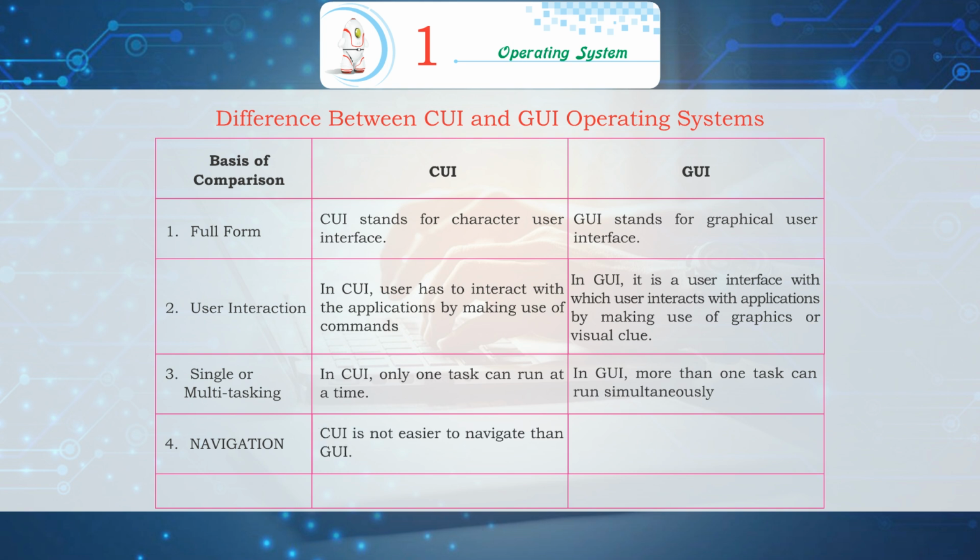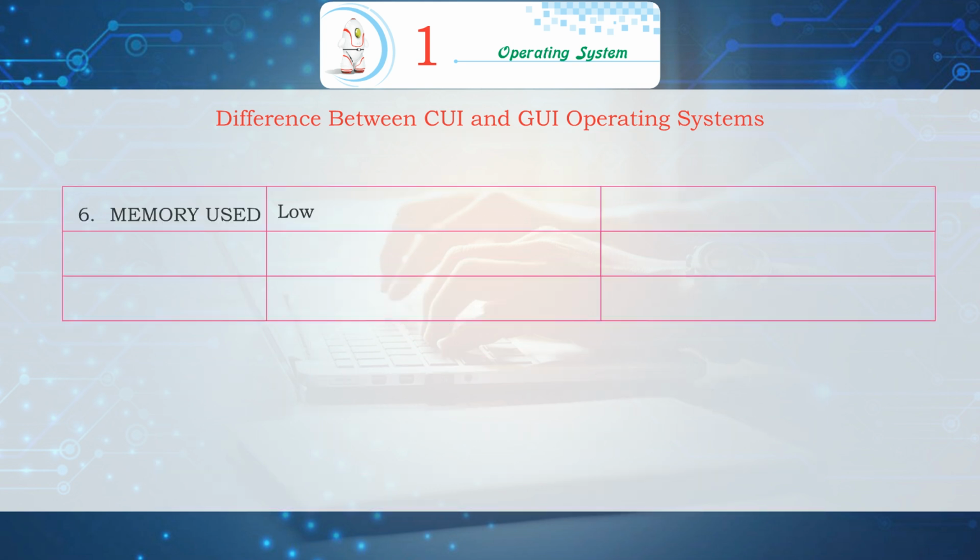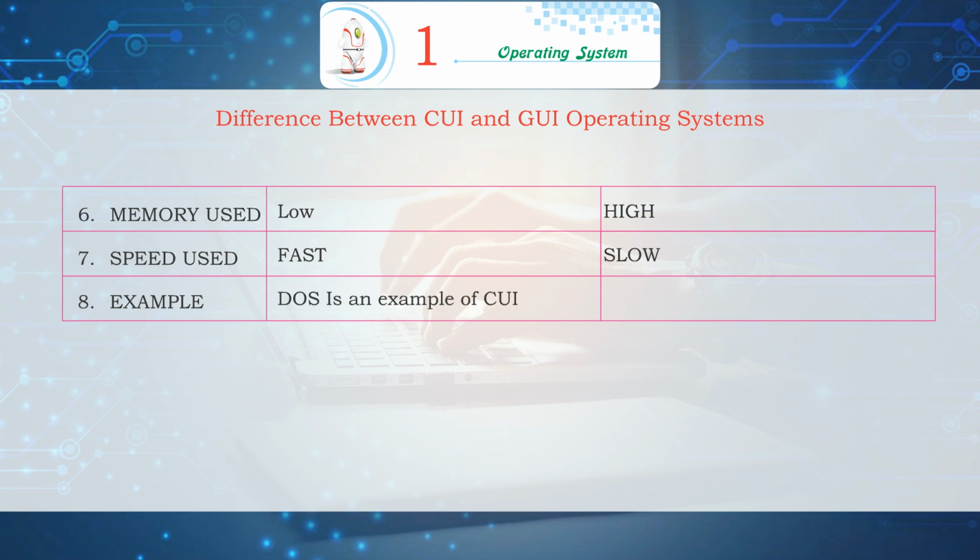Navigation: CUI is not easier to navigate than GUI. GUI is much easier to navigate than CUI. Device used: keyboard in CUI; mouse and keyboard in GUI. Memory used in CUI is low. In GUI, it is high. Speed: it is fast in CUI. It is slow in GUI. Example: DOS is an example of CUI. Windows is an example of GUI.